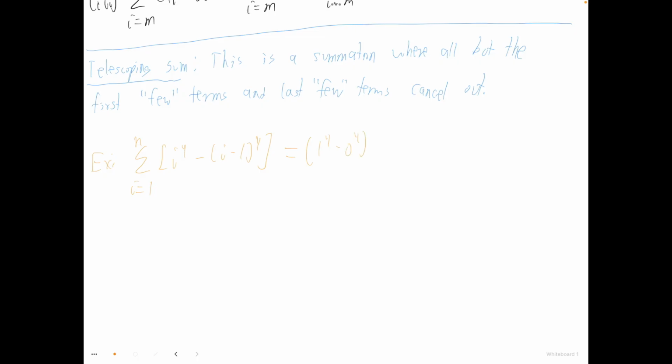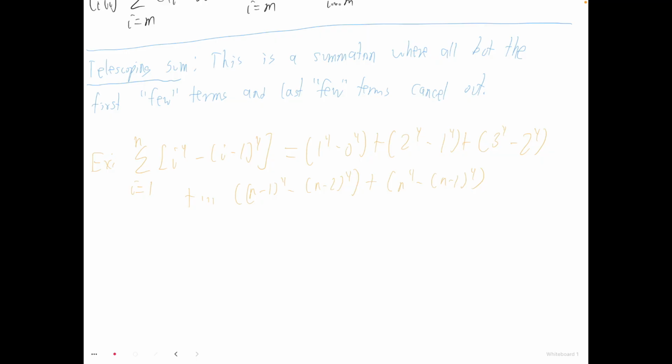minus 0 to the fourth, plus 2 to the fourth minus 1 to the fourth, plus 3 to the fourth minus 2 to the fourth, and so on, up to n to the fourth minus (n minus 1) to the fourth. We're actually going to do one more term. (n minus 1) to the fourth minus (n minus 2) to the fourth, plus n to the fourth minus (n minus 1) to the fourth. So I'm just writing out the summation, just expanding it like we talked about before with what it means.